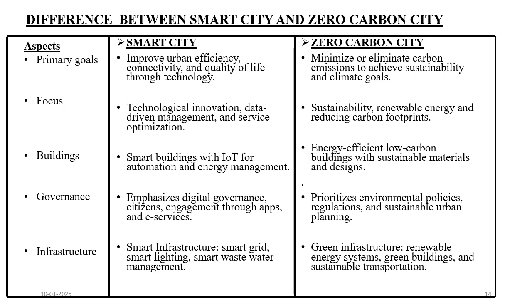This chart includes the difference between a smart city and zero carbon city and tells us how a zero carbon city is different from a smart city in different aspects. The aspects are primary goals, focus, buildings, governance, and infrastructure.